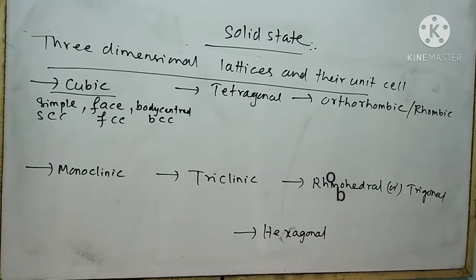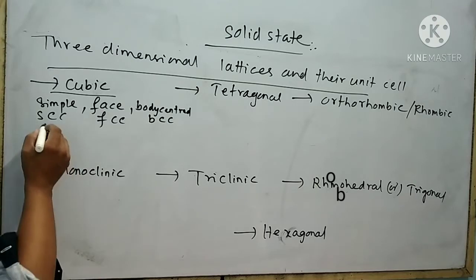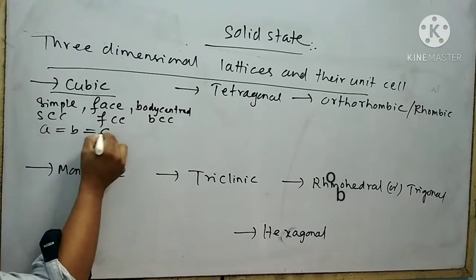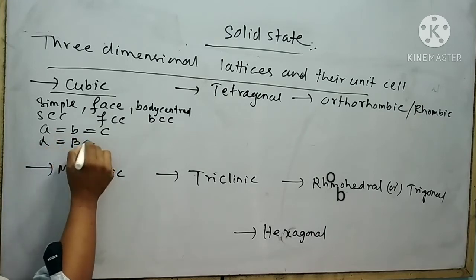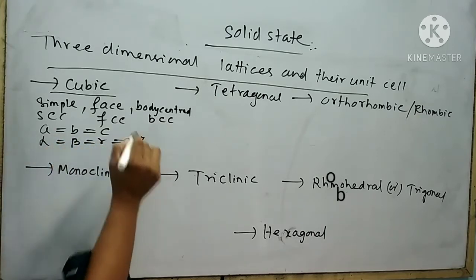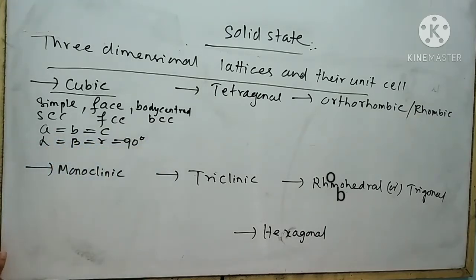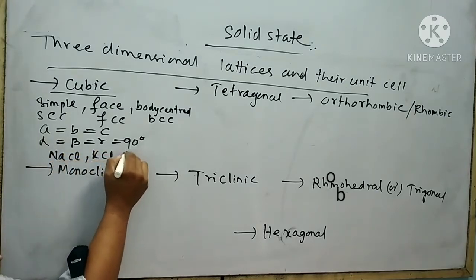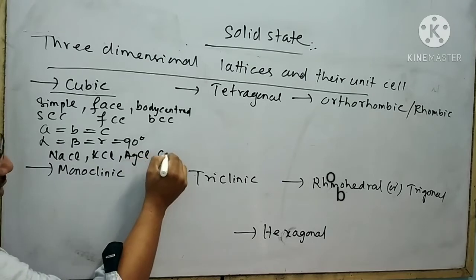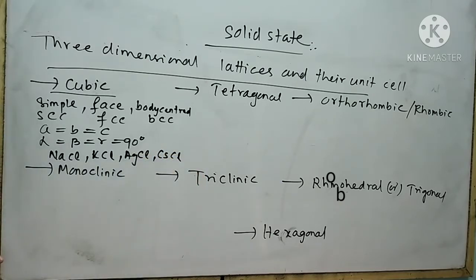In a cubic unit cell, a equal to b equal to c, and alpha equal to beta equal to gamma equal to 90 degrees. Examples are NaCl, KCl, AgCl, CaCl, etc. These are the examples of cubic unit cell.